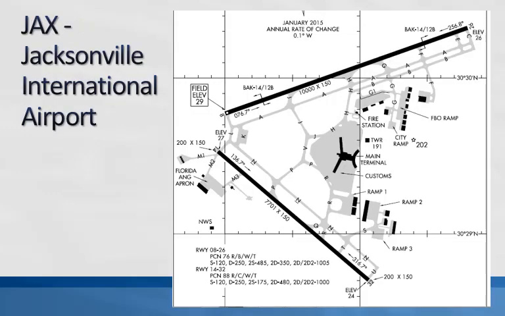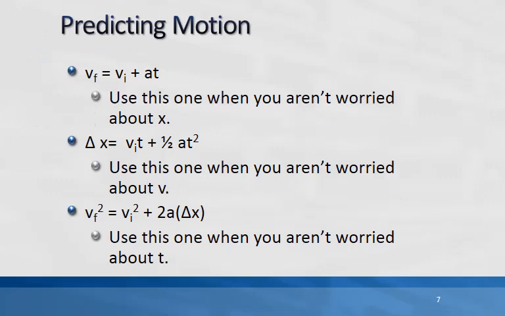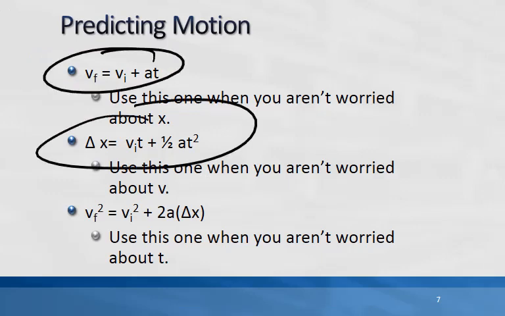So one of the things that we looked at in this section was how aircraft, as they land on a runway or take off on a runway, you've got to make sure that the runway is long enough. This is the airport diagram for Jacksonville International. This runway is 10,000 feet long. This one's 7,700 feet long. And depending on the aircraft, they're going to have to use particular runways based on their landing and taking off capabilities. Now, on your equation sheet, you have the 3 constant acceleration equations.